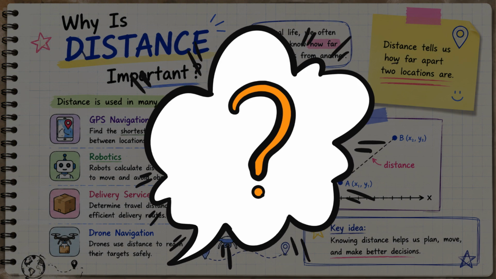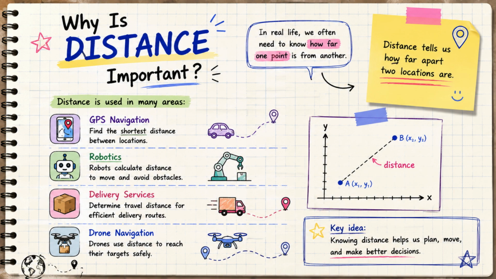Why do we need distance? Distance is used everywhere. GPS uses distance to find routes. Robots use distance to move safely. Delivery companies use distance to plan routes. Drones also use distance to reach their destination. So distance is not only a mathematics topic. It is used in real life and industry.